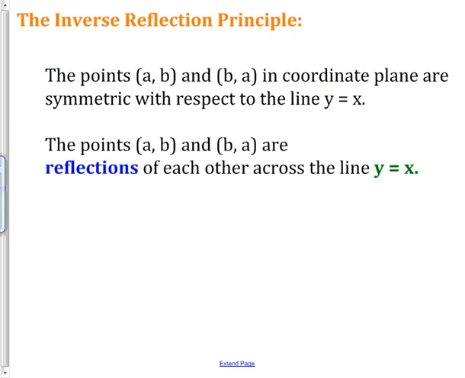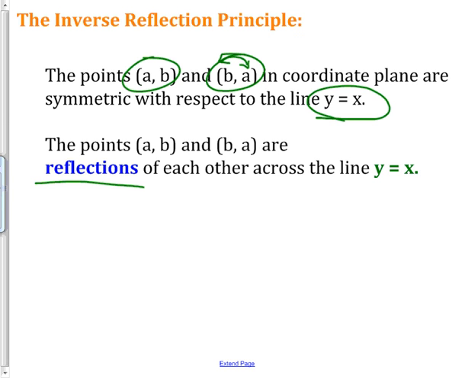All right, so here, just a second. Let's just read it this way. The points (a, b) and (b, a) in a coordinate plane are symmetric with respect to the line y equals x. In other words, if you reverse them, you make (a, b) into (b, a), you switch them around like that, then that means they have symmetry over that line. And they are reflections of each other across that line.